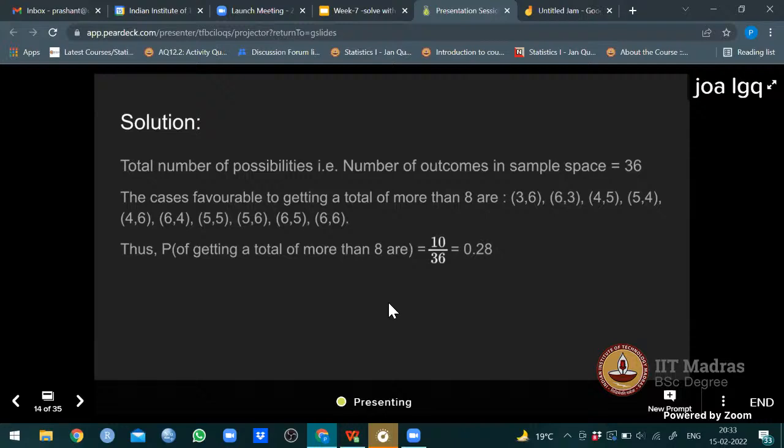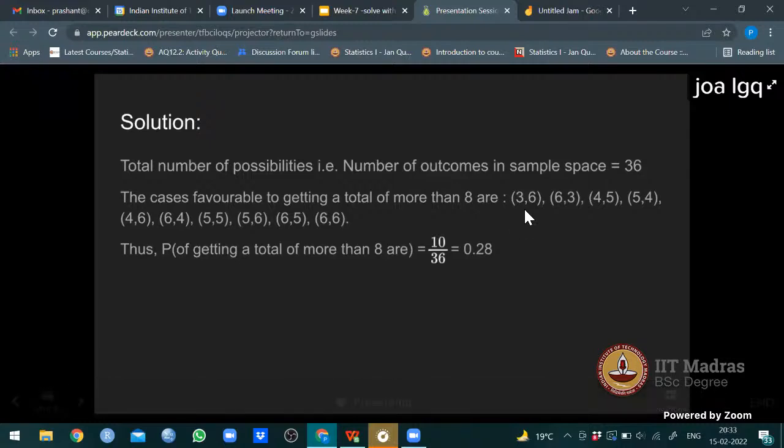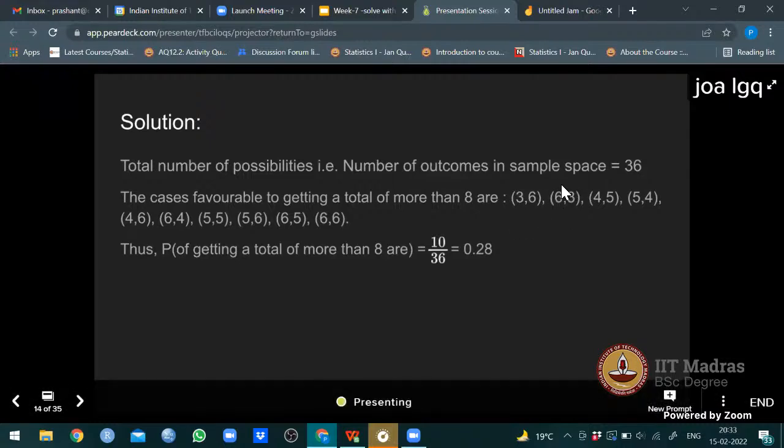Sir, up to the second step I am correct. I also got the 10. But 6,3 is also possible. Yes, 6,3, correct. I made it 20 by 36. No, it will be 10 by 36, because 3,6 and 6,3 are both accounted for in the favorable cases.